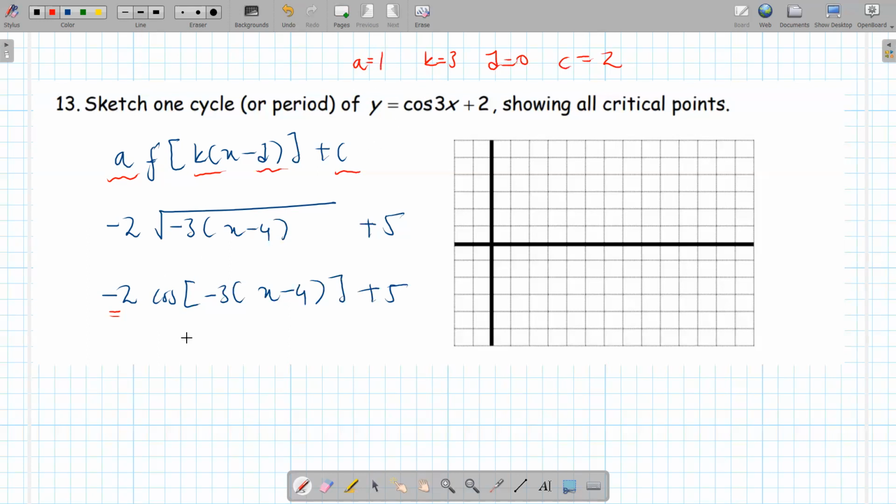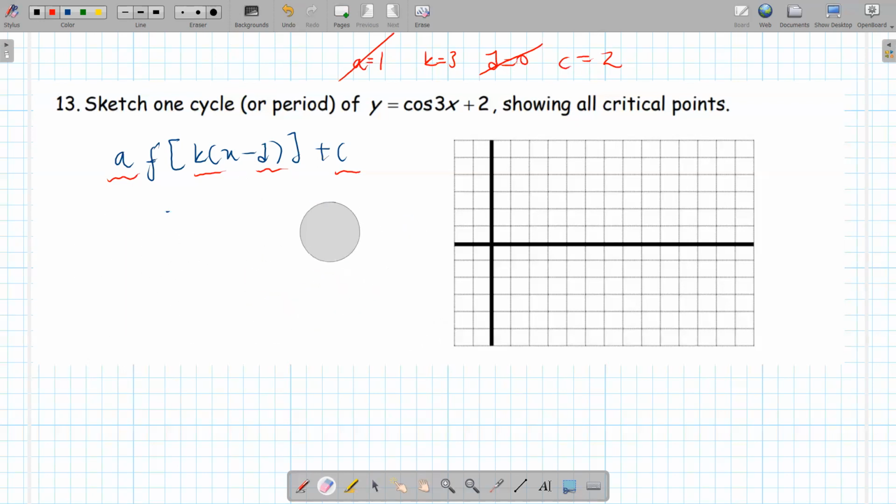Yes, that would be a 1. When d is 0, it has no effect on the transformation, so we're not interested in it. You can just erase it completely. When a or k is 1, they have no effect on the transformation either. You can just completely disregard them. So now any point on the parent function, any x and y value from the parent function, in the transformed function becomes x over k plus d, ay plus c.